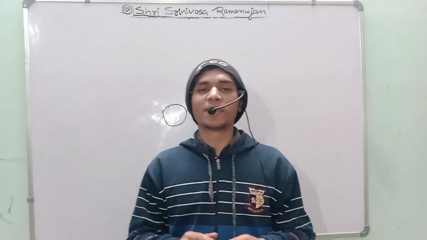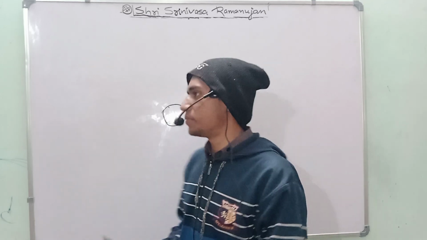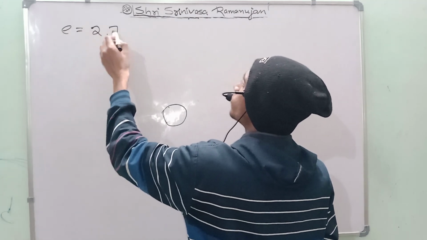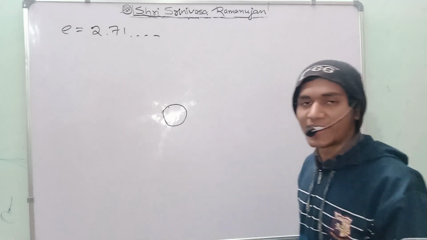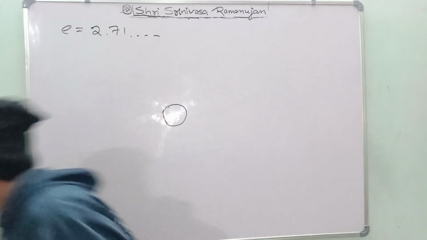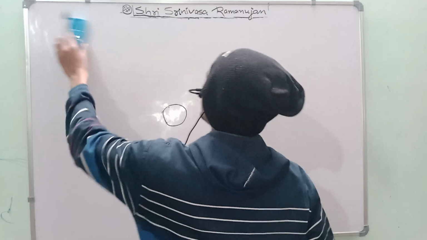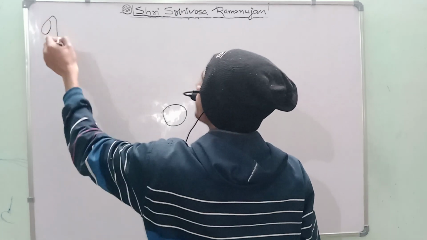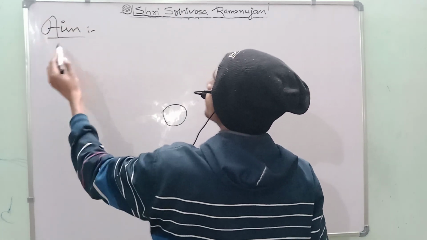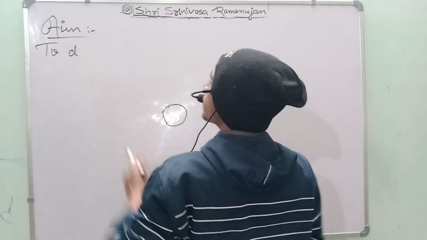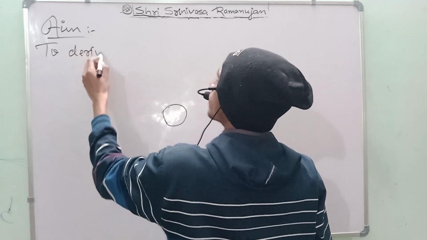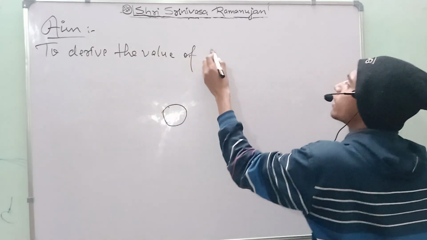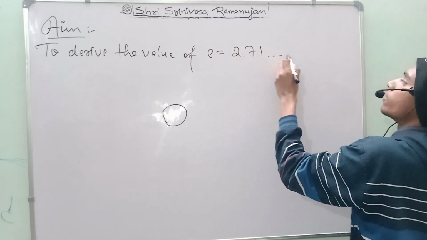Hello everyone, and in this video we'll learn about the proof of e is equal to 2.71 dot dot dot. So first of all, what should we do? First we have to write what is our aim. Our aim is to derive the value of e is equal to 2.71 dot dot dot.